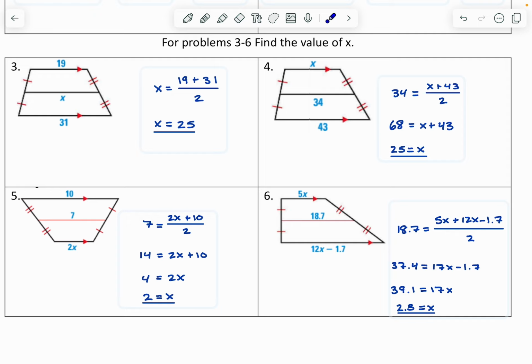Now, I know some of you might be thinking, if you were to do this on the homework, or on a quiz or a test, I don't think that 2.3 is the right answer. Okay, well then check. Substitute 2.3 in for x and see, is it true? 5 times 2.3 plus 12 times 2.3 minus 1.7, divided by 2. Does that actually get you 18.7? If it does, great. If it doesn't, you made a mistake somewhere and you can go back and adjust your work.